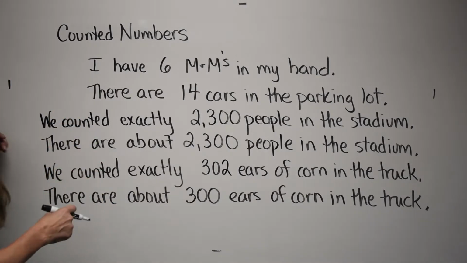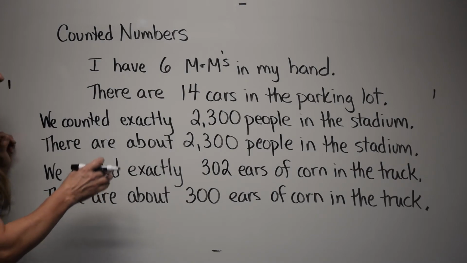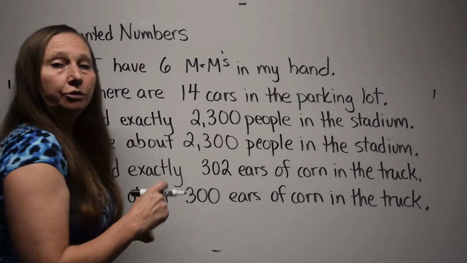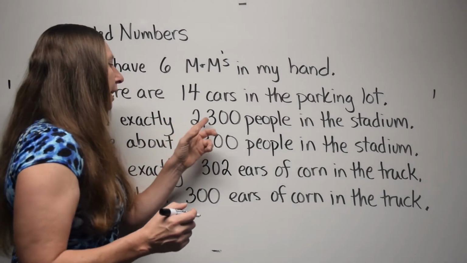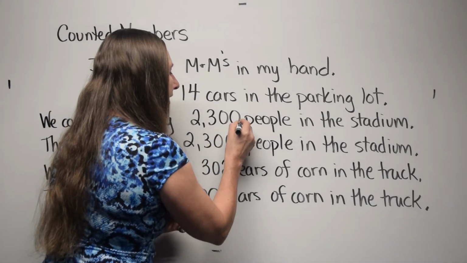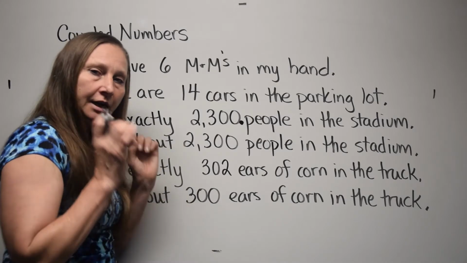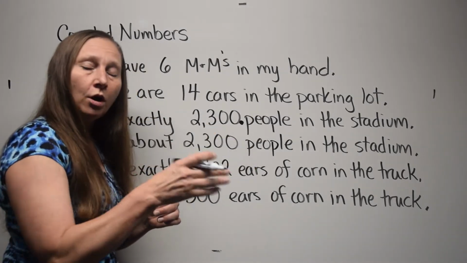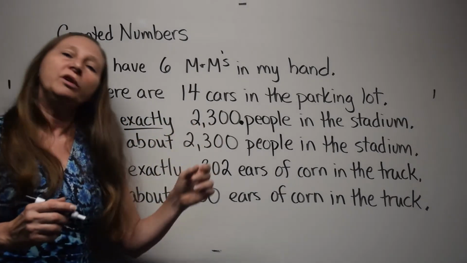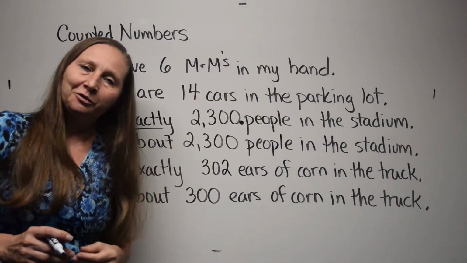Now, the wording might tell you a little bit about whether or not the counted number has infinite significance. If you counted exactly 2,300 people, not 2,299, not 2,301, you should put that decimal point there. If you counted every single person, maybe as the people walked into the stadium, and there are exactly 2,300 people in the stadium, you should have that decimal point there, and infinite significance is implied.